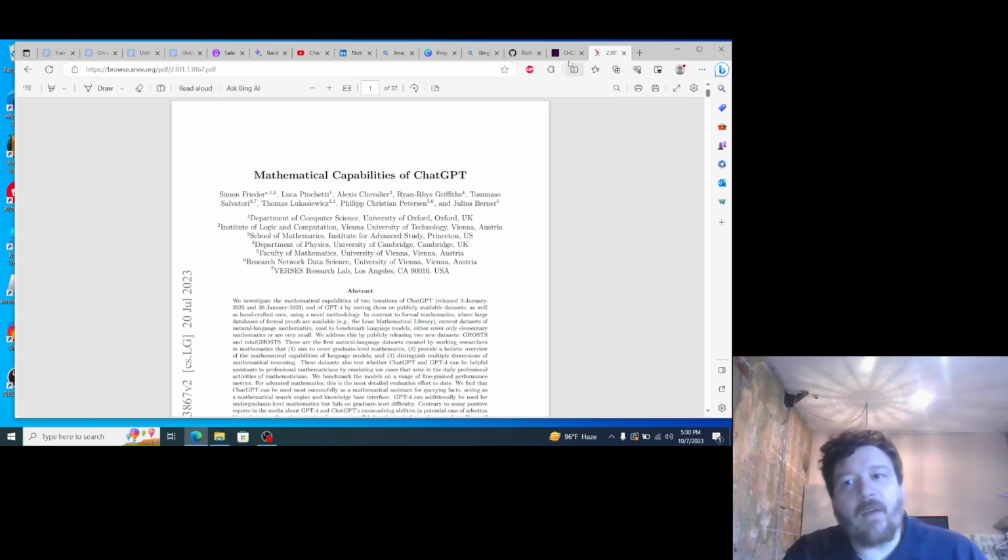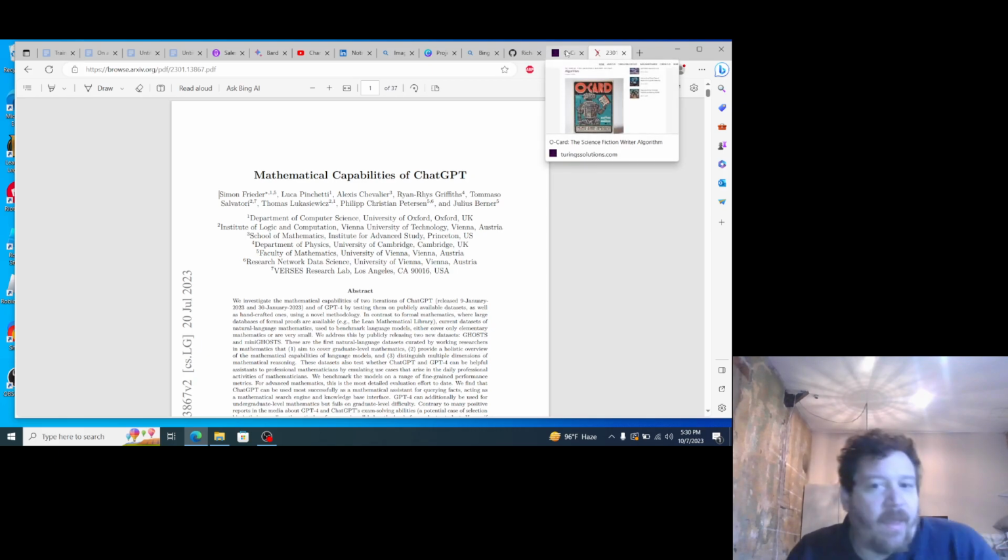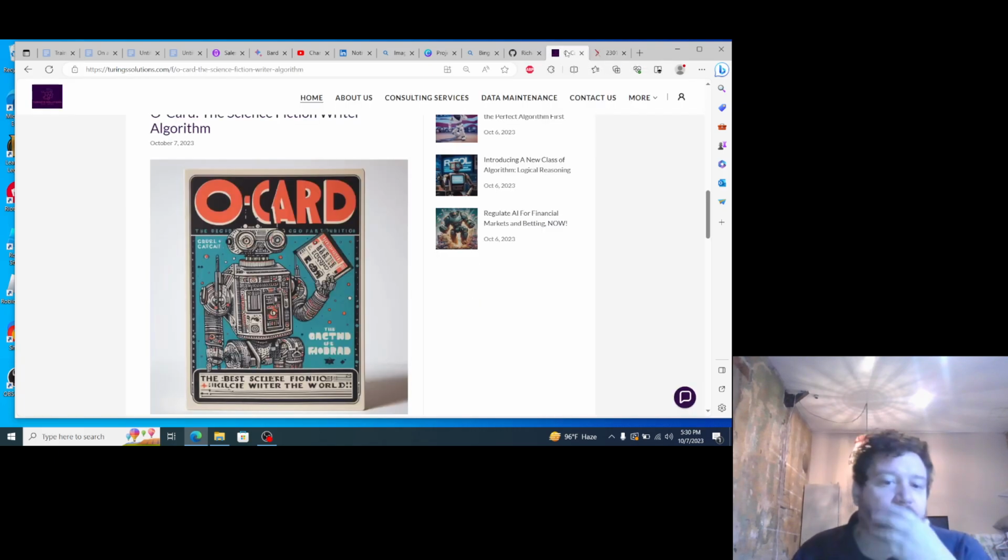Now that we've established how it can work, how do I utilize it? I've created this article and this algorithm, and I'll link both the GitHub and the article as well. The article is for the algorithm, and I call it OCARD, very specifically because it's based off of Orson Scott Card. This algorithm is specifically designed to create the best science fiction writer possible. That's my goal when I start off, and that's why it's called O-Card and why it's based off of Orson Scott Card.